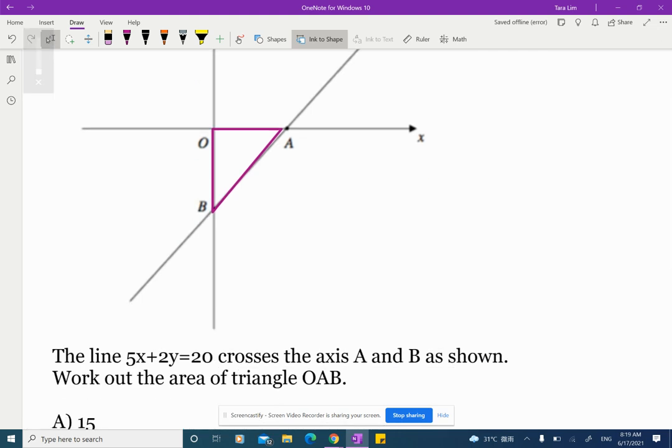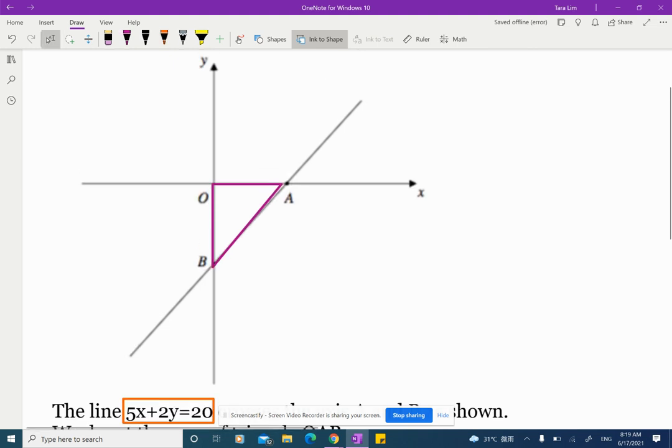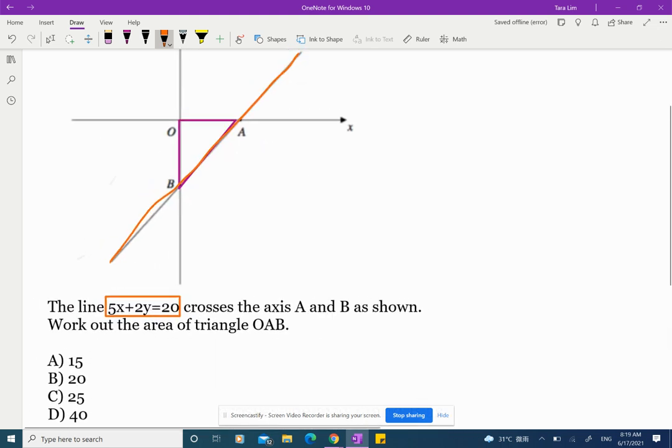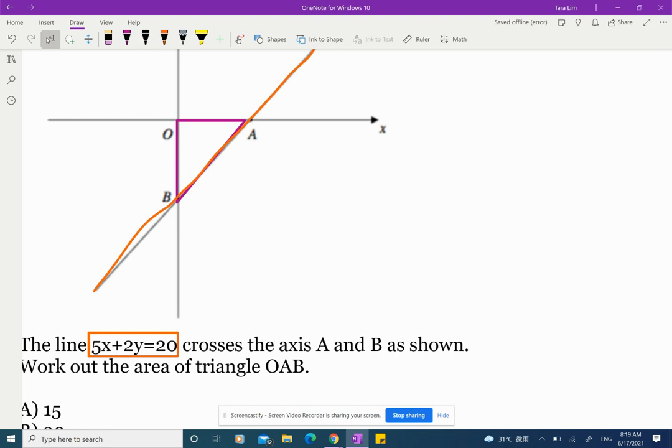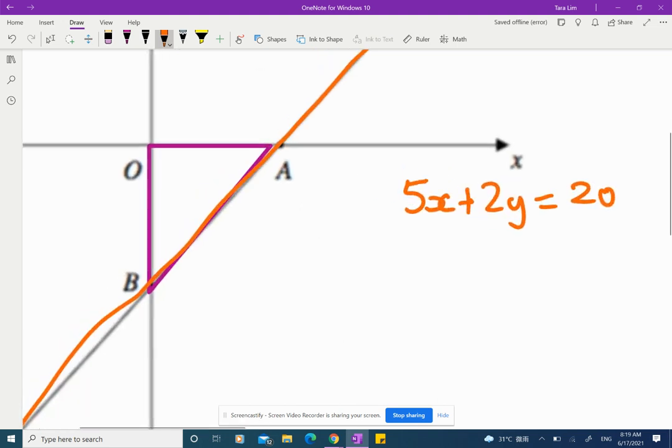First of all, we know that the line, this one, is here. We can see that there is a diagonal line crossing the x-axis and the y-axis, and we're given that the equation of the line is 5x plus 2y is equal to 20. So first, let's take a look at point A here.